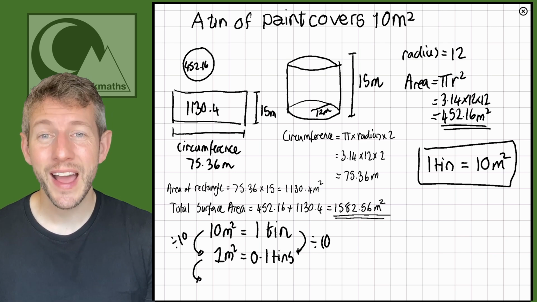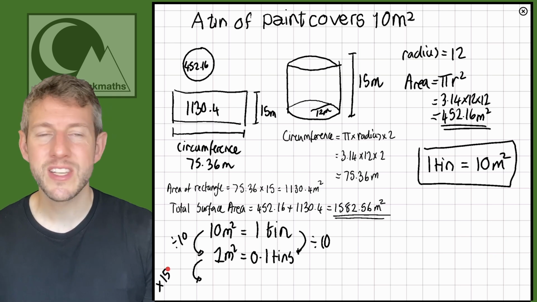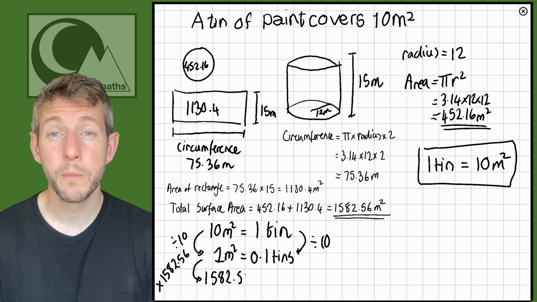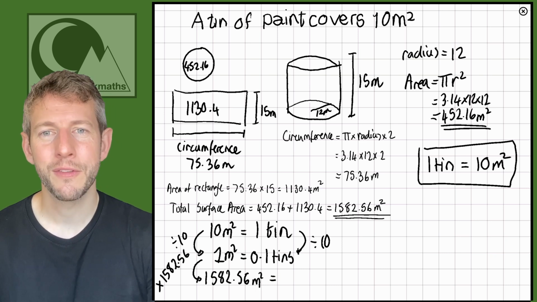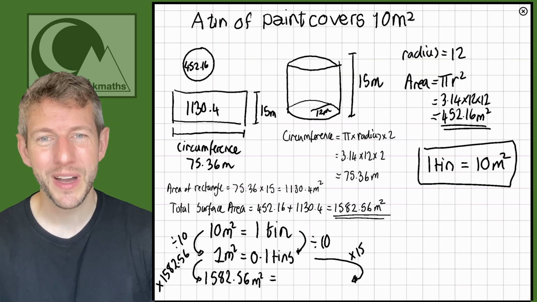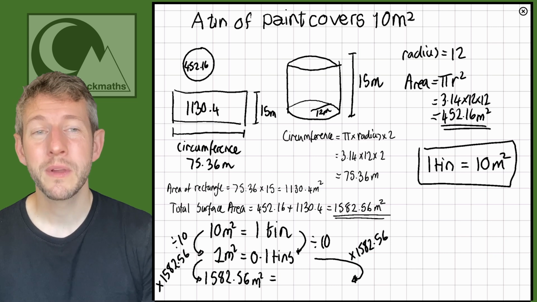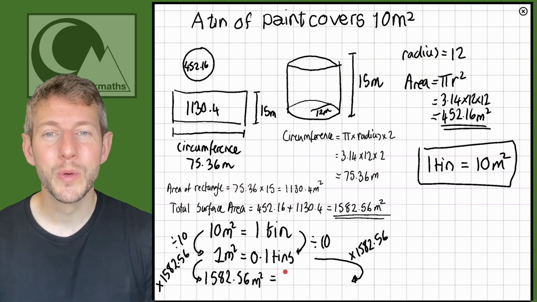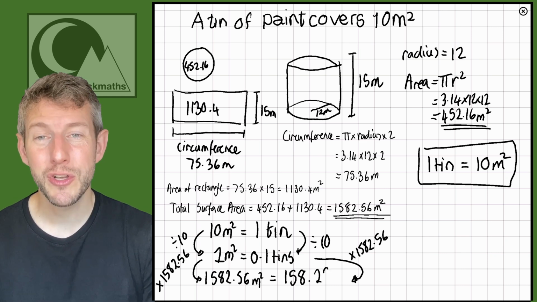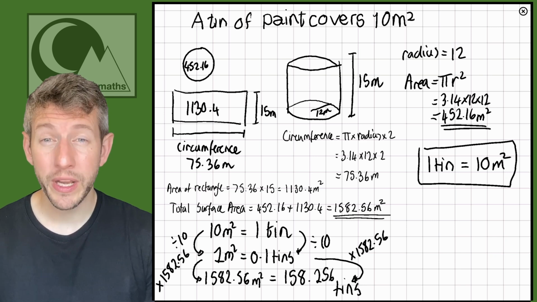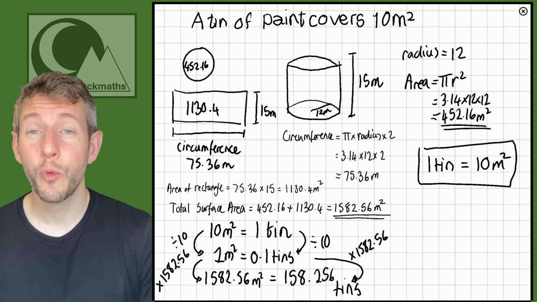Okay, right, now that we know this, we can go straight to our 1,582.56 metres squared of paint. So 1 times 1,582.56 gives us 1,582.56 metres squared. Okay, and 0.1 times 1,582.56 equals 158.256 tins of paint.